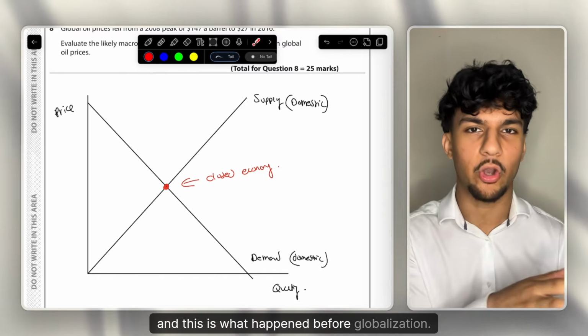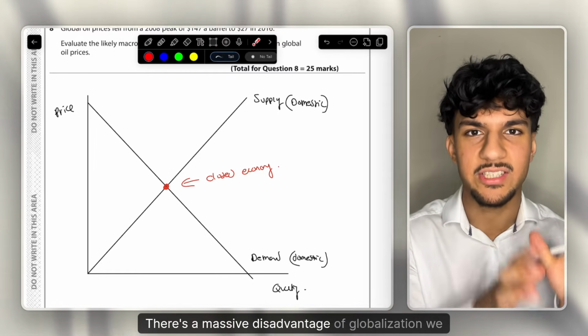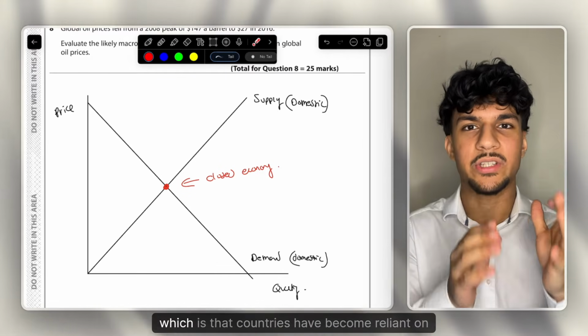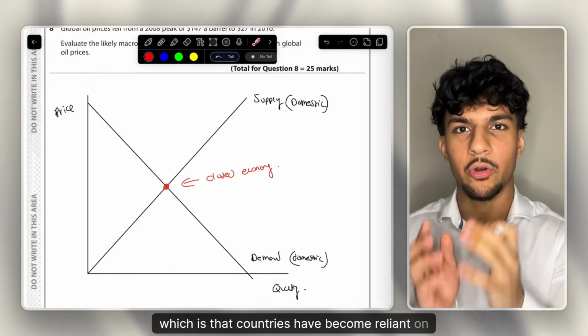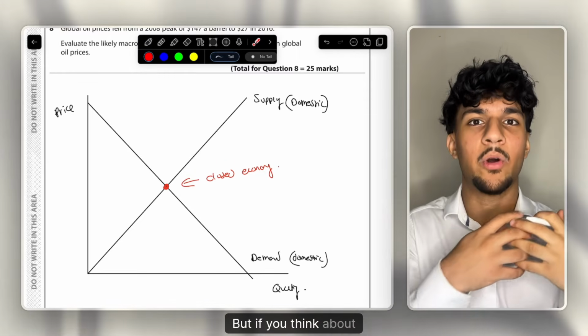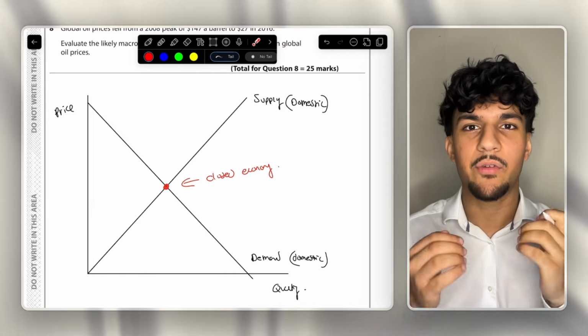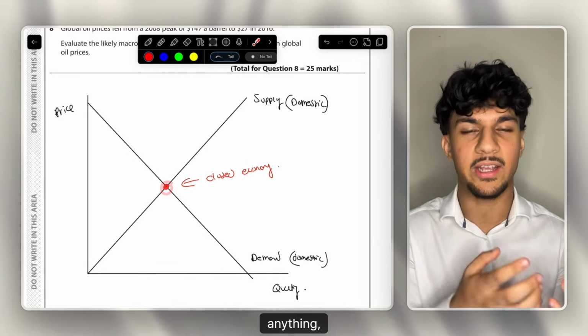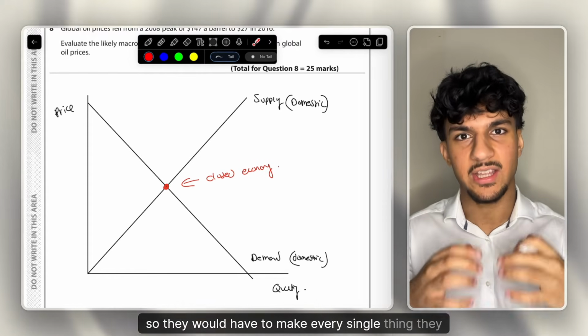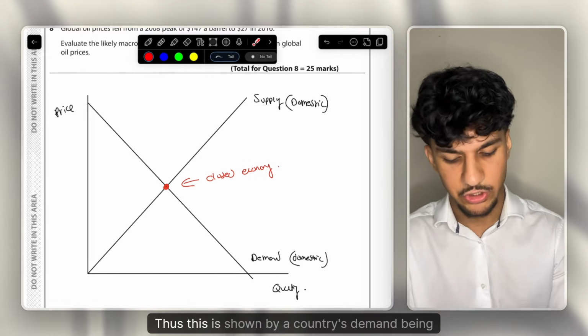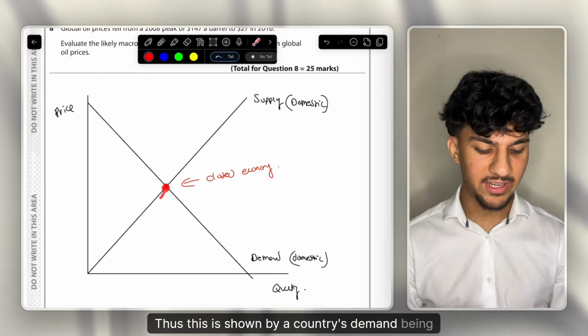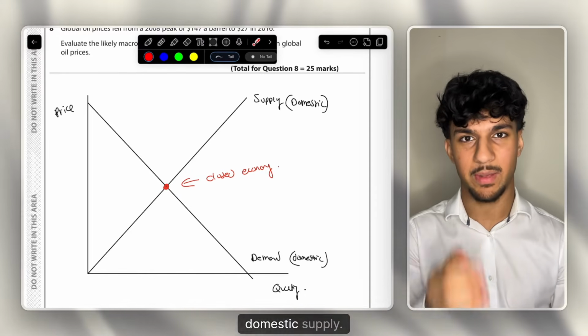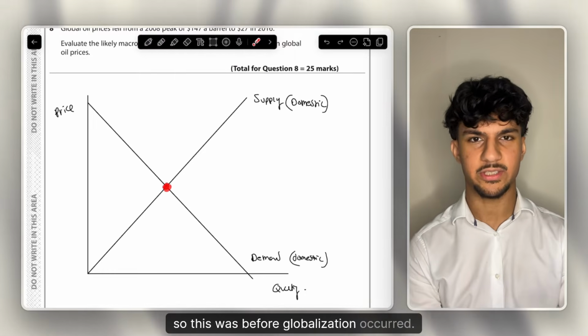And this is what happened before globalization. There's a massive disadvantage of globalization we speak about, which is that countries have become reliant on other countries. But if you think about before globalization, every country to a certain degree was self-sufficient because they knew they couldn't import anything, so they would have to make every single thing they need themselves. Thus, this is shown by a country's demand being completely met by domestic supply. So this was before globalization occurred.